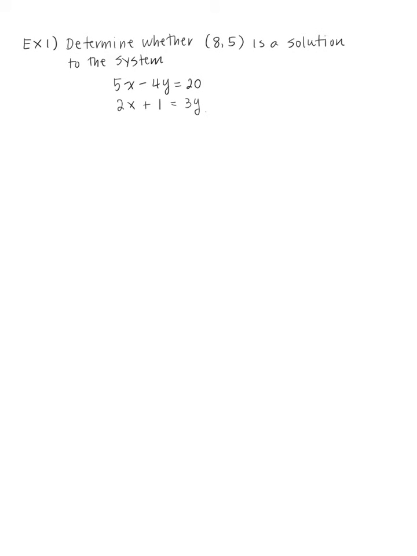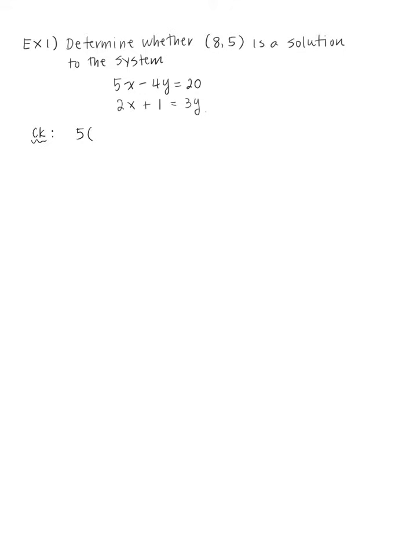Let's take a look at example 1. Determine whether (8, 5) is a solution to the system 5x minus 4y equals 20 and 2x plus 1 equals 3y. If (8, 5) is a solution to the system, then (8, 5) must satisfy both equations. So what we need to do is check that if I plug in 8 in place of x and 5 in place of y, the equation becomes a true statement. Let's first check the first equation.